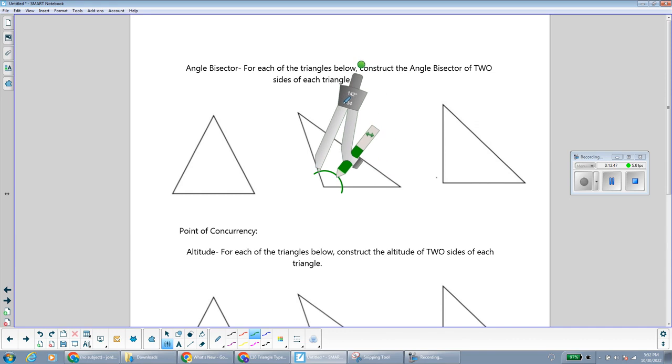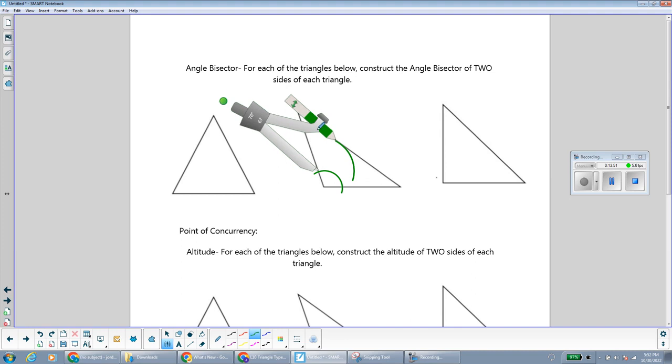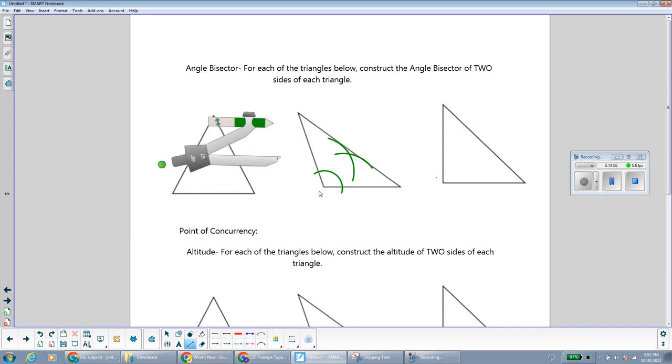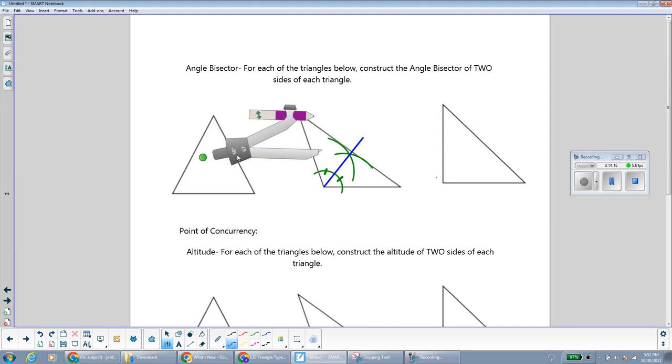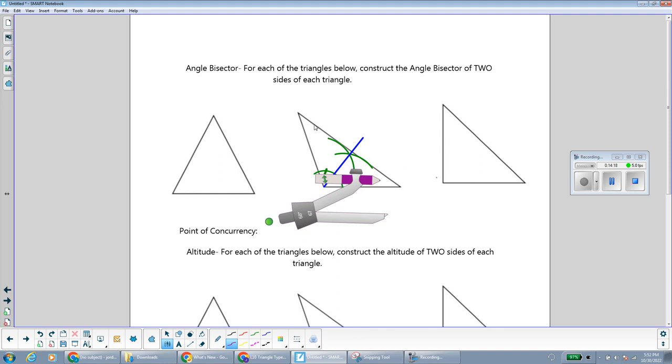Putting my compass on one of those intersection points, I'm going to open up a little more. Exact distance doesn't matter. And then over to the other intersection point. And the same arc, same distance. From the vertex through that intersection point, I have my angle bisector. An angle bisector cuts the angle into two congruent parts. It bisects or cuts the angle in half. I'll also do the bisector of this angle up here.